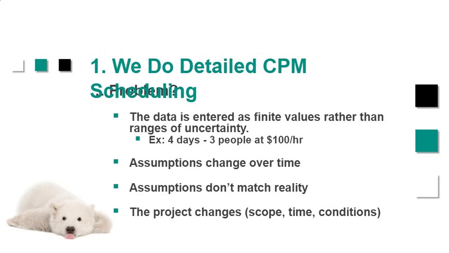Or maybe your crew size has changed. Maybe you go from a crew of 3, and now your standard crew size is 4. So what kind of impact does that have? All those things can change. And the problem is that those changes in scope, time, and conditions aren't typically modeled in our original deterministic schedule.